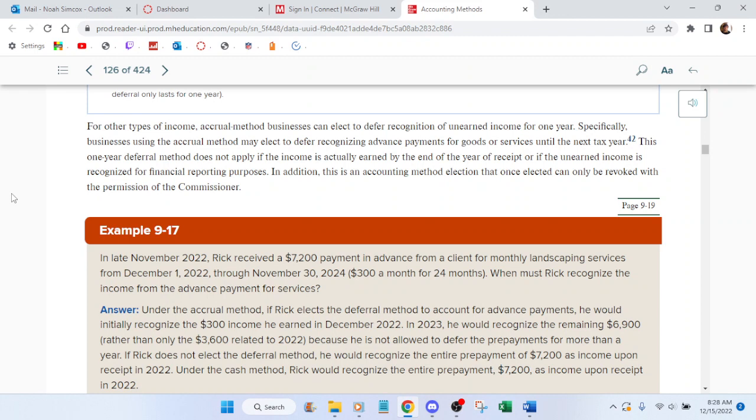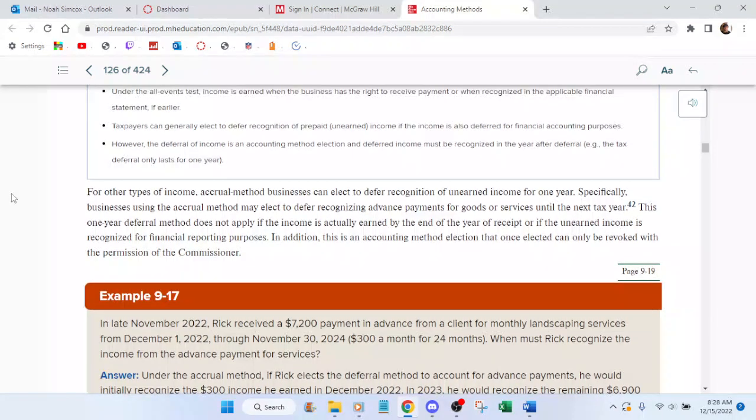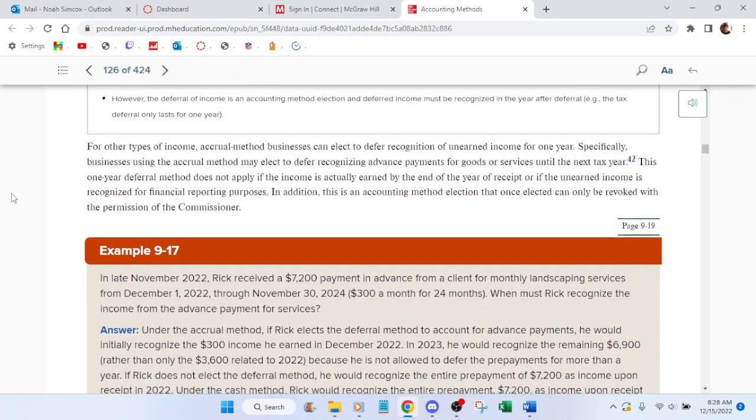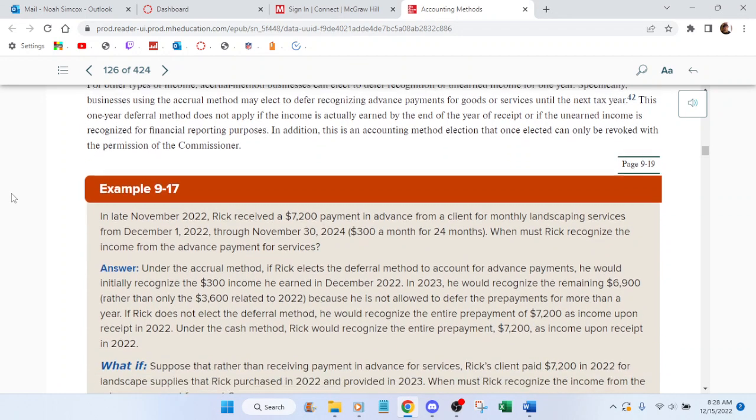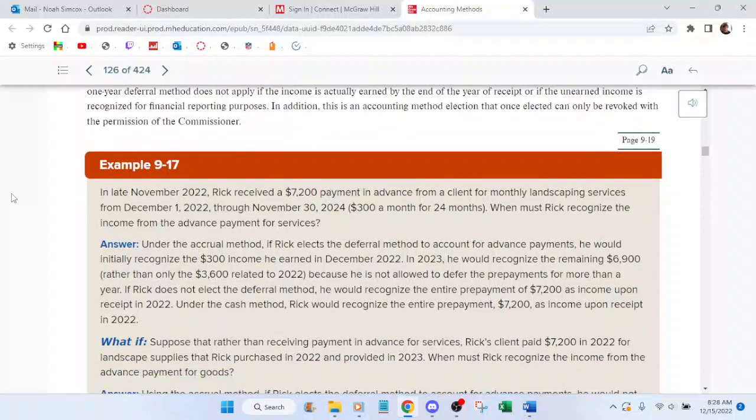If he does not elect the deferral method. Okay, what does he do if he does not elect the deferral method? That means you recognize the income all at once, right? Yep, exactly. And under the cash method, you recognize the entire prepayment as income upon receipt. What is the next scenario?